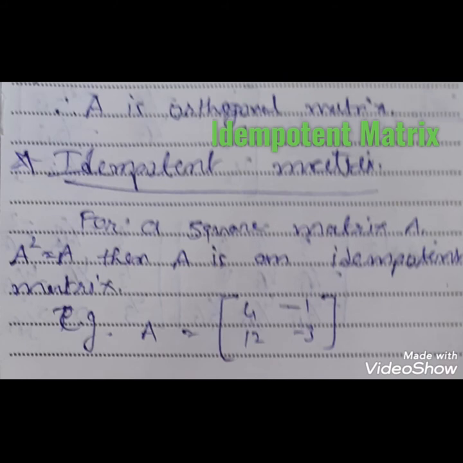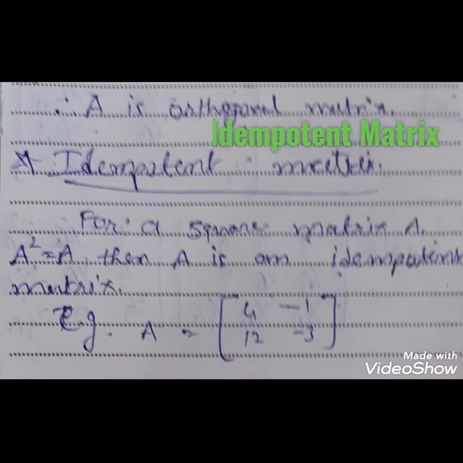Let us discuss the idempotent matrix, a new type of matrix. For an idempotent matrix, we have to remember that for any square matrix A, if we get A square equal to A, then we say that A is an idempotent matrix. Means we take the multiplication of A with itself, and if it equals the given matrix, then we say that it is an idempotent matrix.